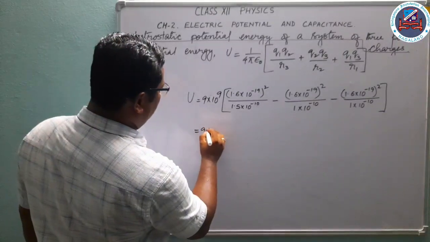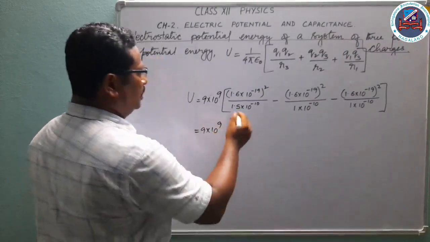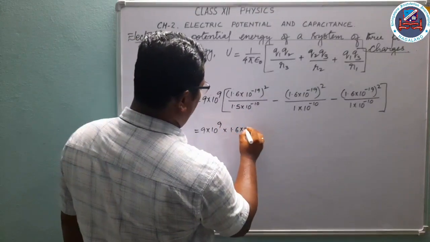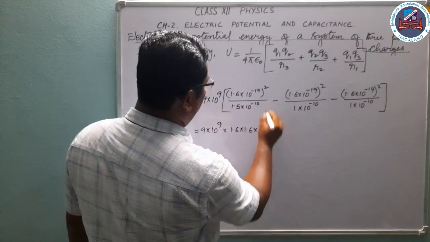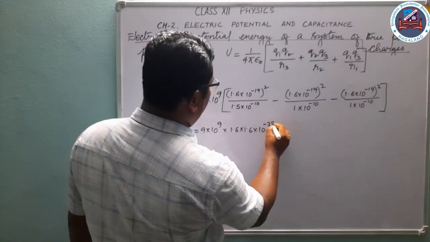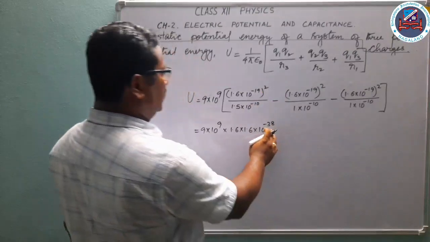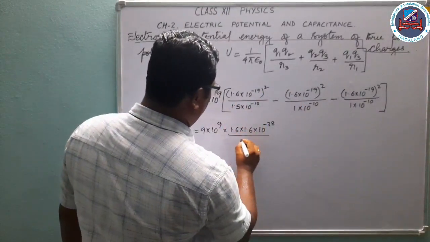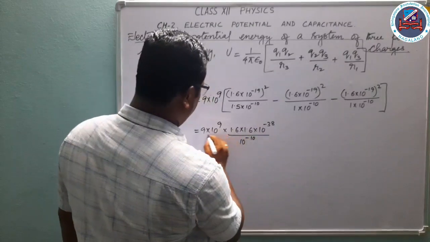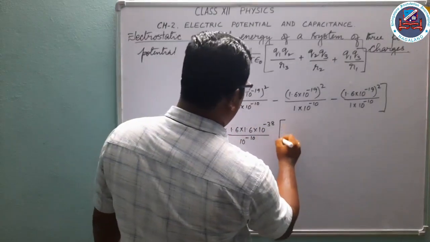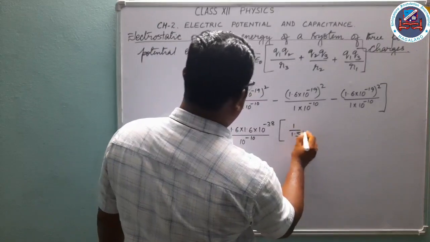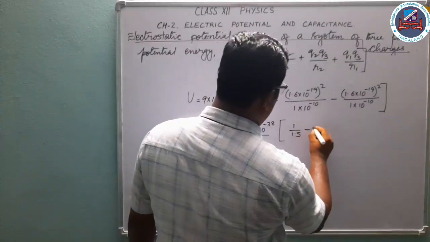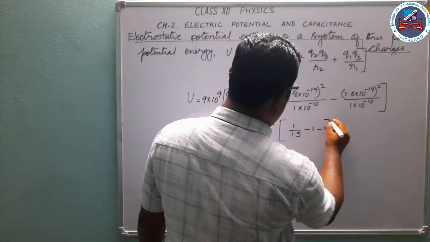That is 9 into 10 to the power 9. You have 1.6 into 1.6 into 10 to the power minus 38. Minus 19 into 2 is 38. There is a common term everywhere. Downside you have 10 to the power minus 10. That is common. Then in the bracket you have 1 by 1.5 left out here. Here everything taken out, only this is left out. Minus, everything taken out, 1. Here also everything taken out, 1.